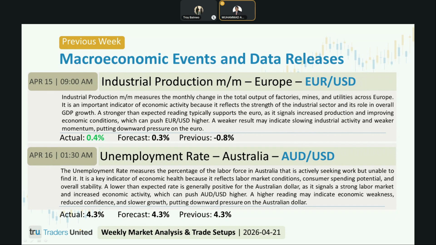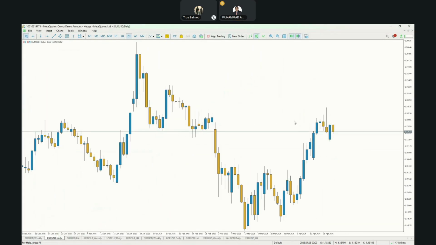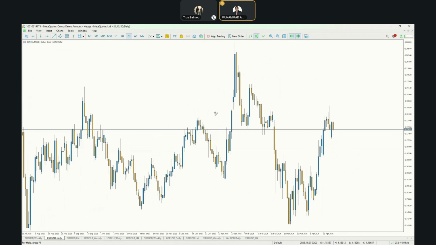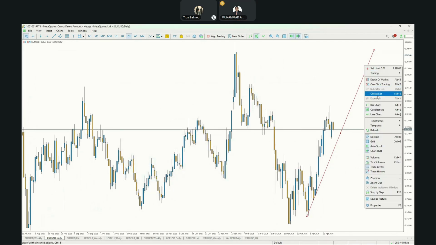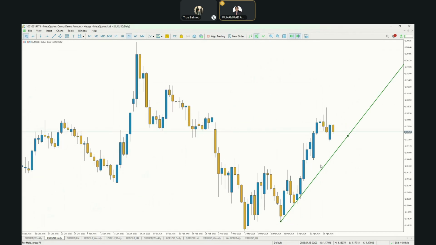Technical and sentiment considerations. Euro USD showed bullish movement after the financial data. Let me show you the price chart of the euro dollar currency pair. So this is the daily time frame of the euro USD currency pair. And right now you see that price action is kind of trying to rise up over here. Go over to the objects list. So over here you can see that the market is basically overall trying to rise up.